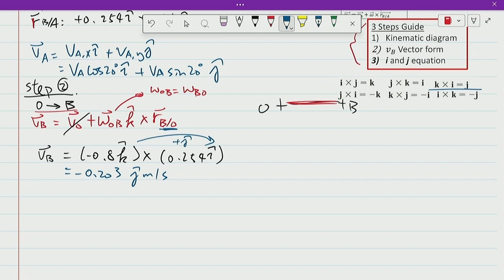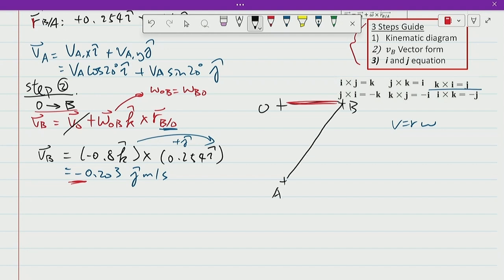You can also use a scalar approach, and since OB is just circular motion, V is equal to R omega, and it's going to give you the same, but you have to give it the negative sign manually afterwards. Questions? Okay, we found B. That's the easier one.